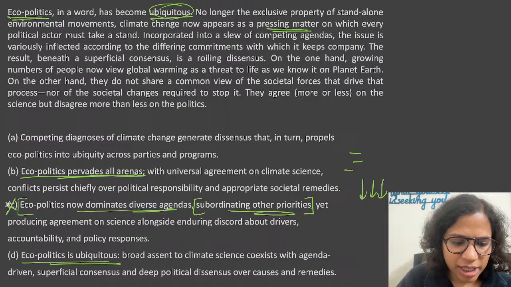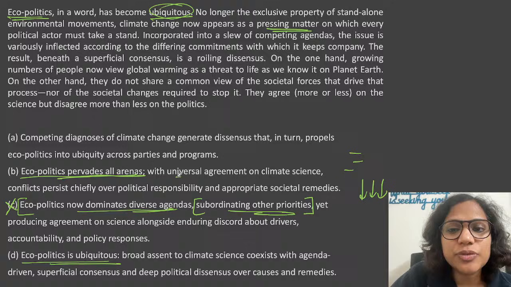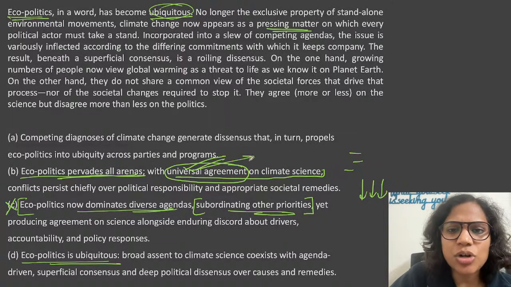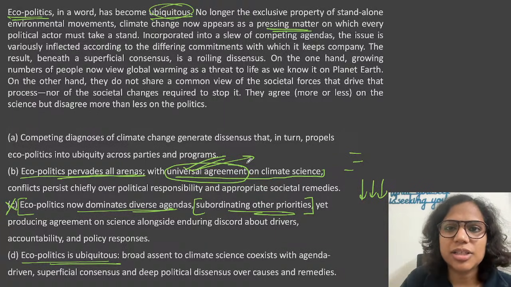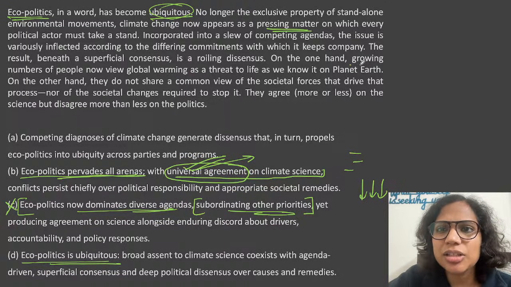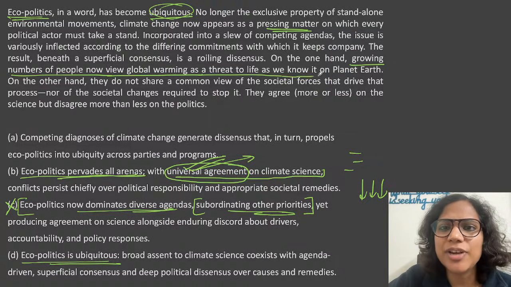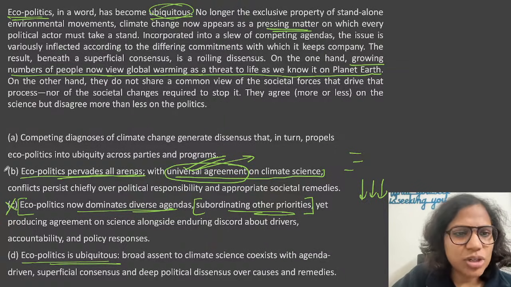Okay. Then let's have a look at B. Eco-politics pervades all arenas with universal agreement. Look at this now again. See, extreme words are not always right. Definitely, what does universal mean? It's too broad, too extreme, right? Universal agreement, whereas here it says there are growing numbers of people who now view global warming as a threat to life as we know it on planet earth. So growing numbers of people does not mean universal agreement, right? So right here I became suspicious about it. Okay.